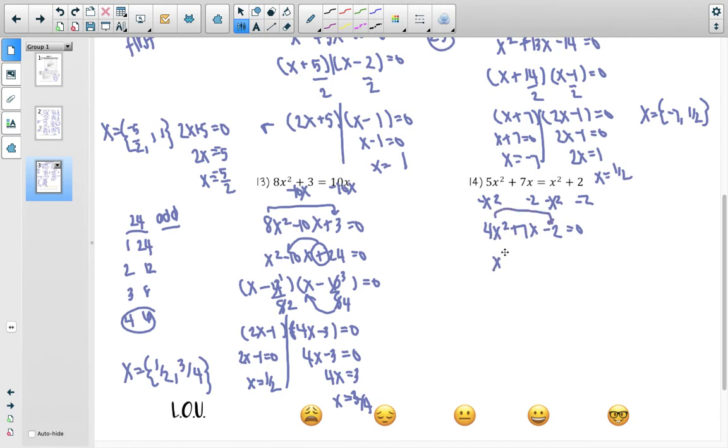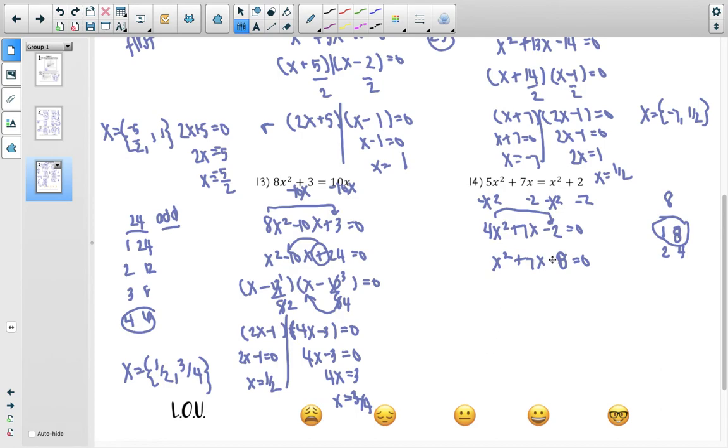So we're sliding that 4 over to the 2, making it negative 8. And you're going to find the factors of 8 that give you 7. 1 and 8 are the factors that will give you 7. I said 7 by mistake earlier; it's been a long day.